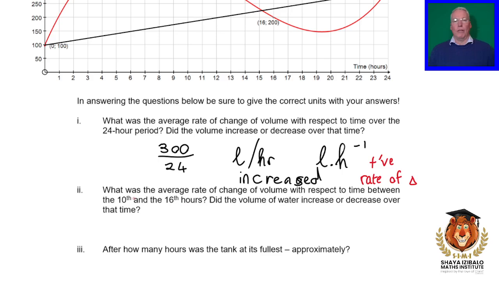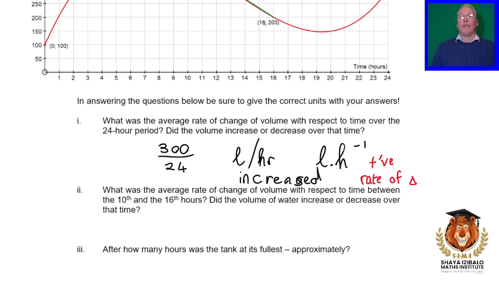Okay, we often use a little triangle for a symbol for change. Then it says, what was the average rate of change between the 10th and the 16th hours? Okay, so now we're talking about from here to here. And notice we're putting a straight line in. It's actually not a straight line, it's a curve, but we are going to estimate, we're going to get the average using a straight line, and that's a really important idea.